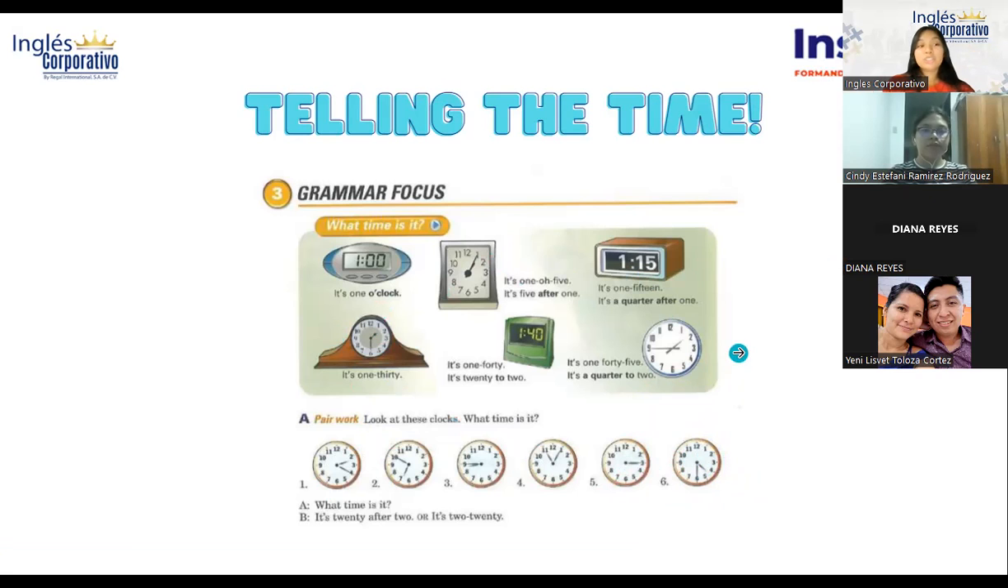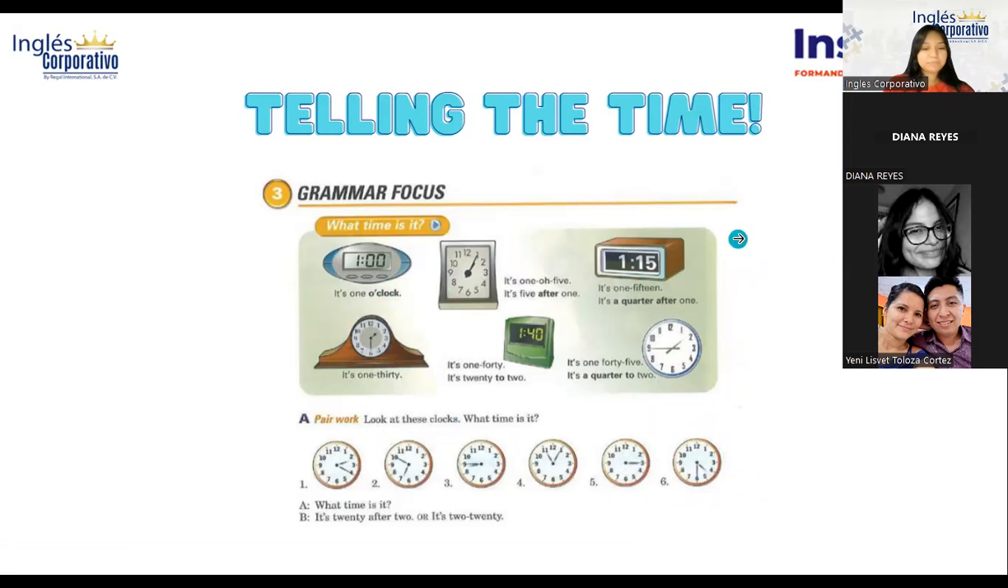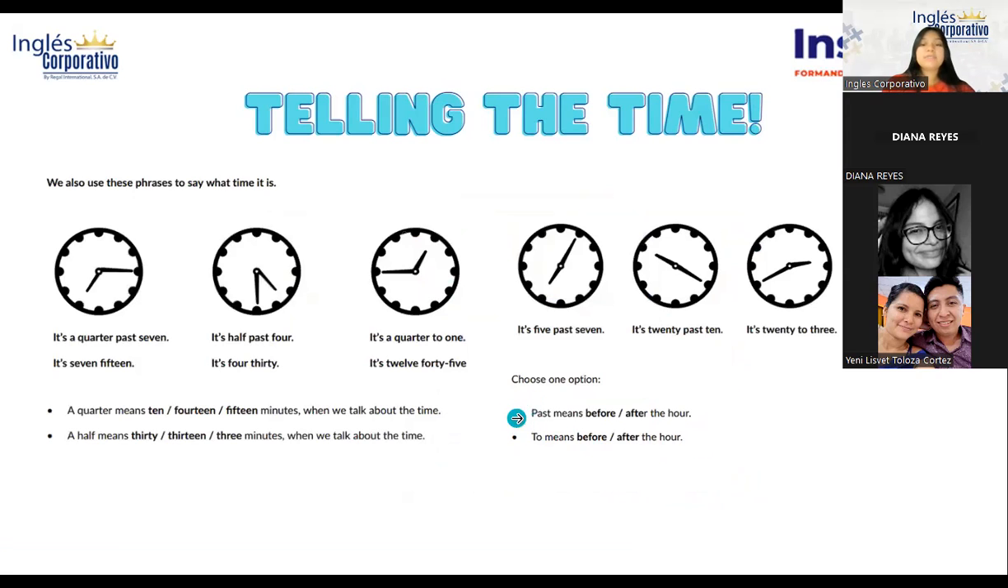Okay. Do you have any questions? ¿Tiene preguntas? Yes. Can you repeat lo de before and after? Lo de past or to means? Okay. So past means after. And to means before. So past son pasadas. Por ejemplo, aquí, it's 20 past 10. So, 20 pasados de las 10. O sea, es after. Ya pasaron esos 20 minutos. Entonces son las 10:20. Y después, to means before the hour. Okay, antes. Entonces, it's 20 to 3, 20 minutos para las 3. No han pasado esos 20 minutos. Eso todavía falta. Entonces estamos diciendo antes.